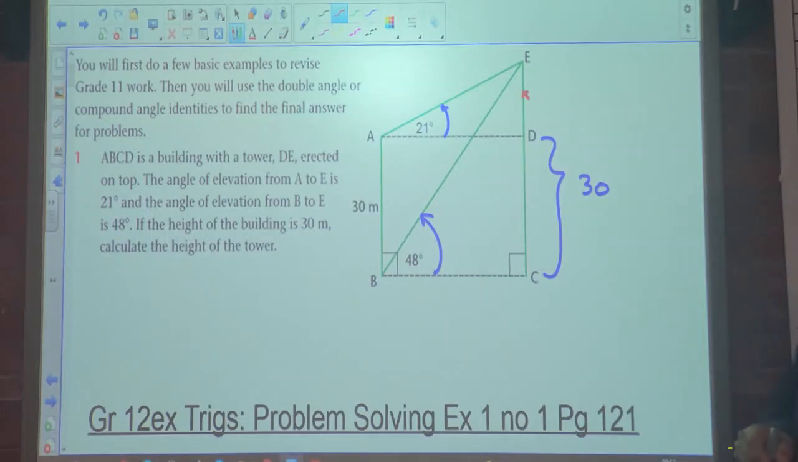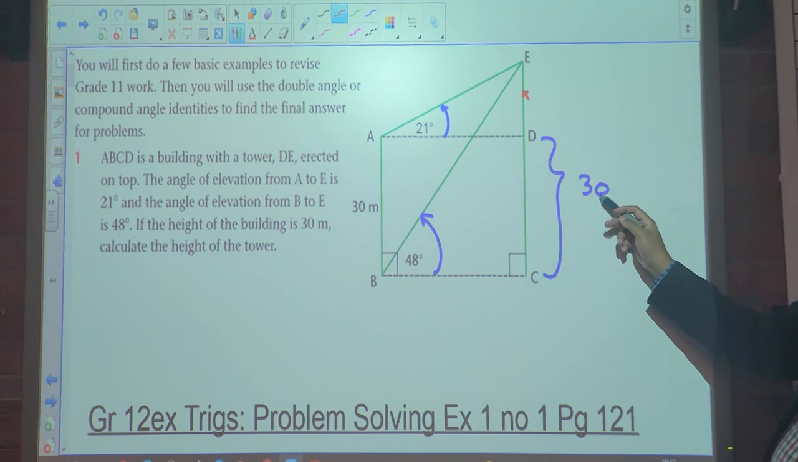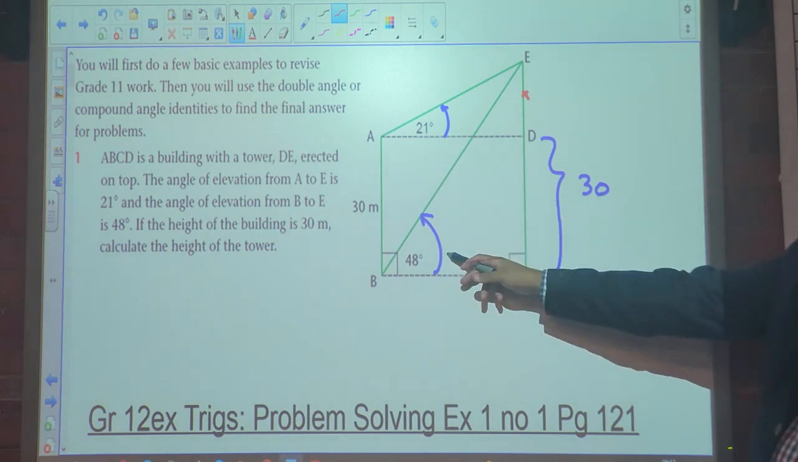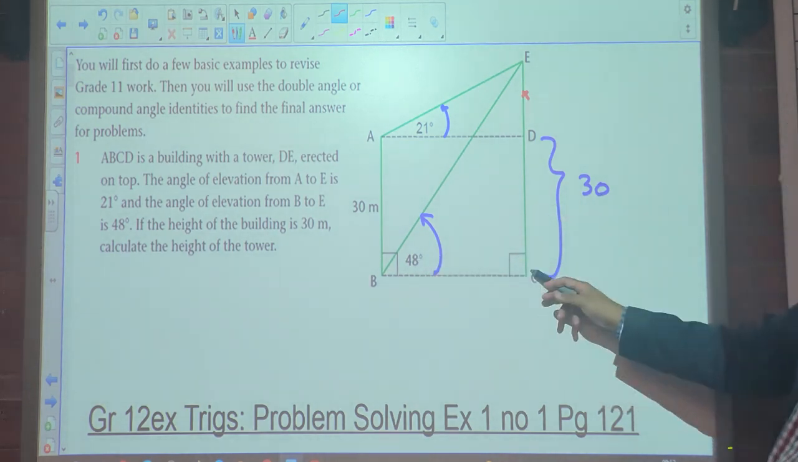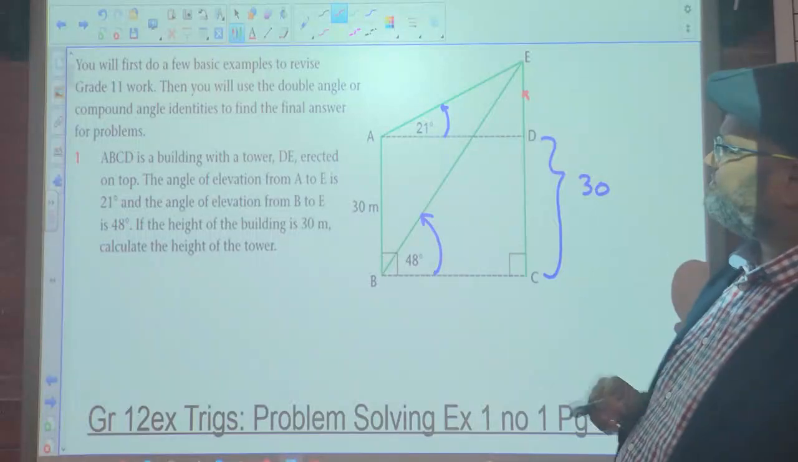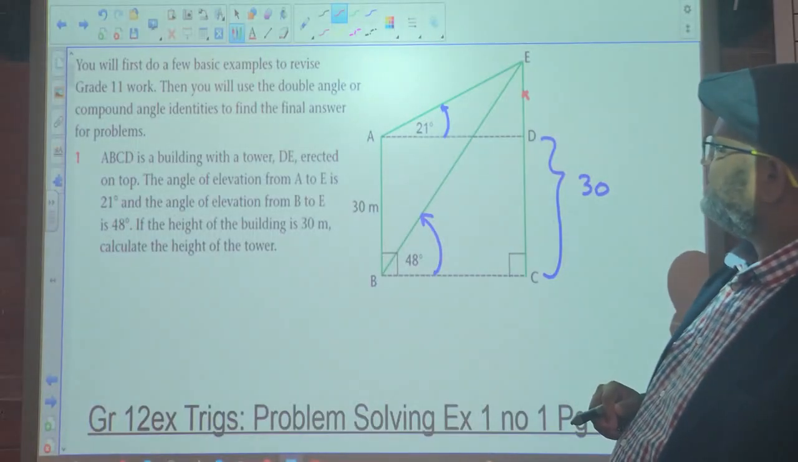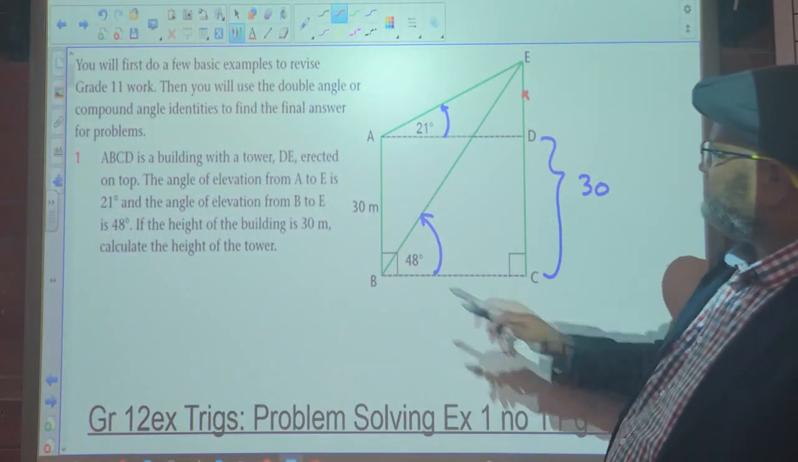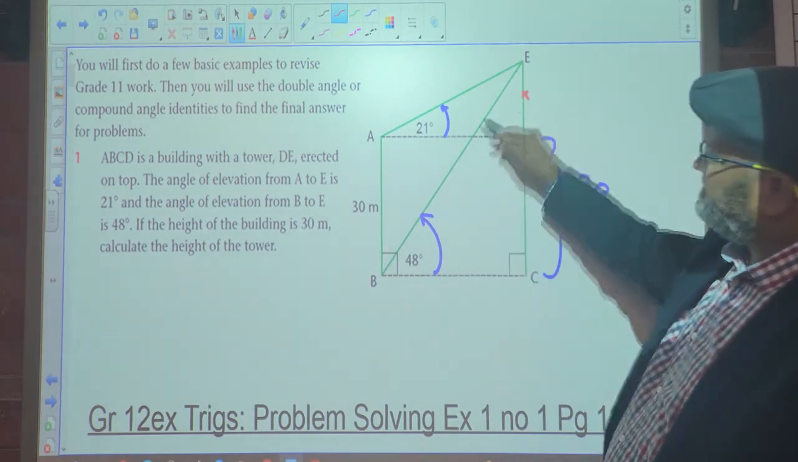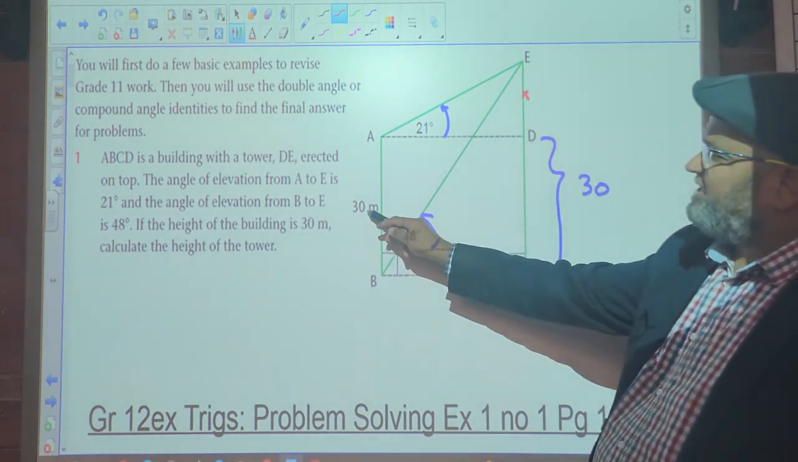Can you all see that? So with the information given, what can be calculated? So we've got 30 here, 48. We're trying to calculate the hypotenuse, but I need the hypotenuse, okay? As you can see here. But what do we have? One length.